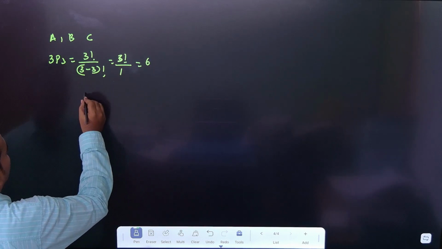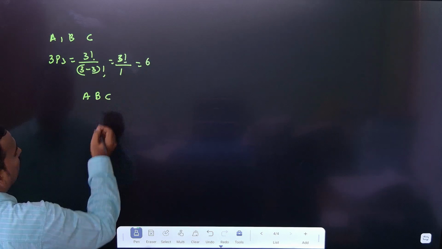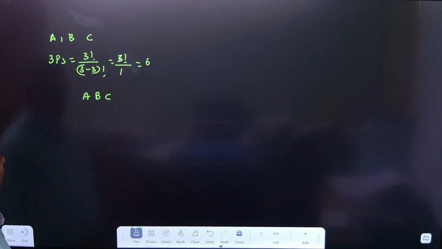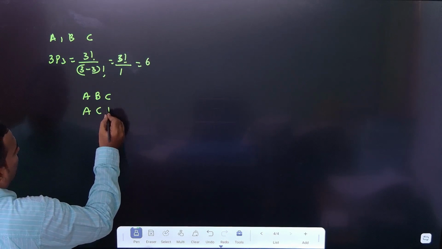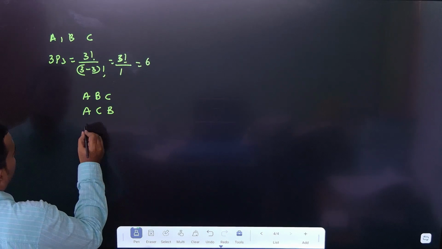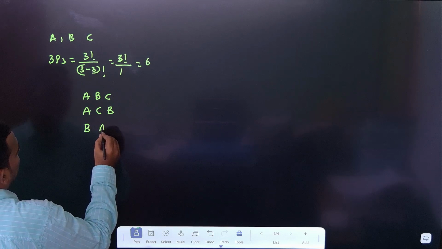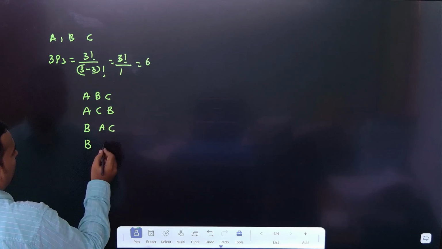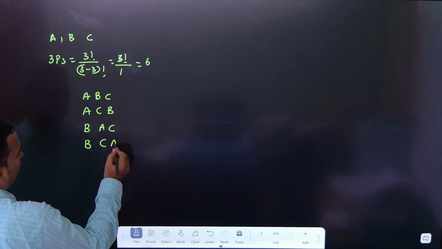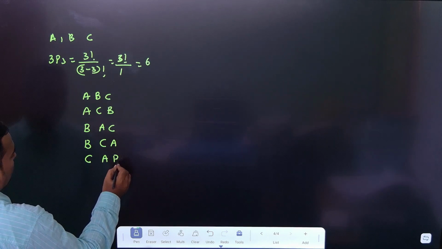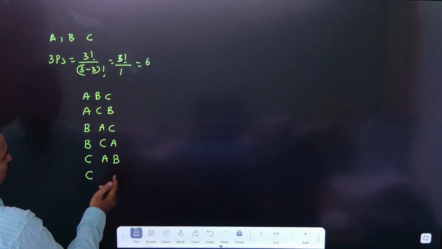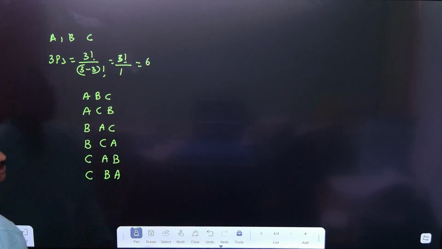So what are the 6 ways? You can see A, B, C. First you can fix the A and then arrange the next 2 letters, C, B, right? Fix B here. Fix B means A, C. Fix B and arrange the next 2 letters, C, A. Okay? And then C fixed, A, B. C fixed, arrange the next 2 letters, B, A. These are the 6 possibilities, right? Okay, this is arrangements plus selections, right?